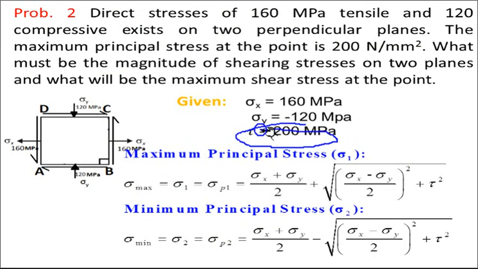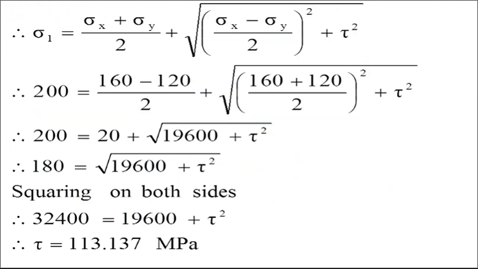Here it is not a tau. It is wrong. It is sigma 1. You know that the principal stress we denote by sigma 1. So here sigma 1 is given as 200. You make that correction. So use first of all this formula, and as sigma 1 is known, use the formula for sigma 1.